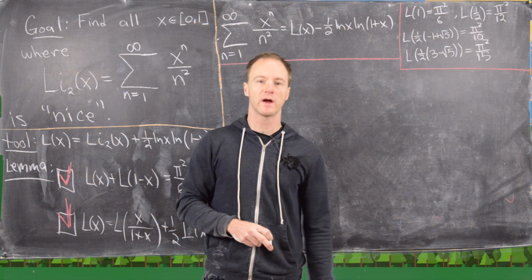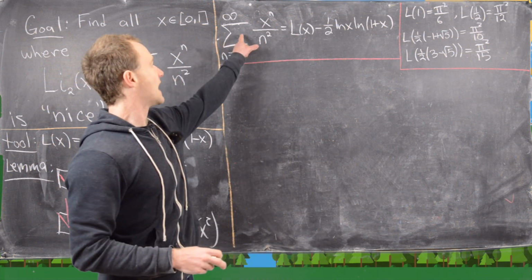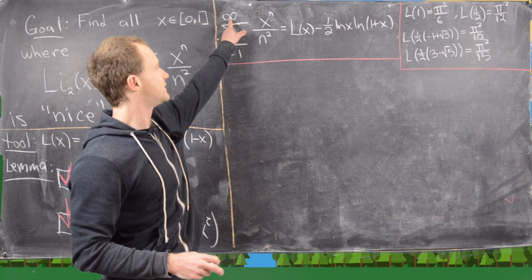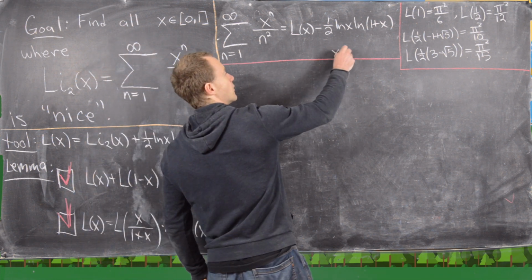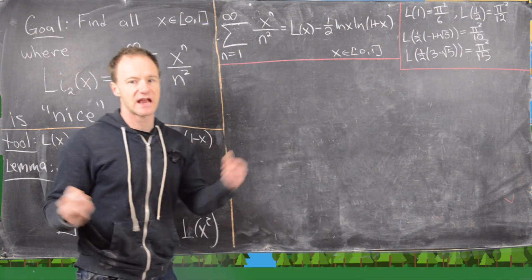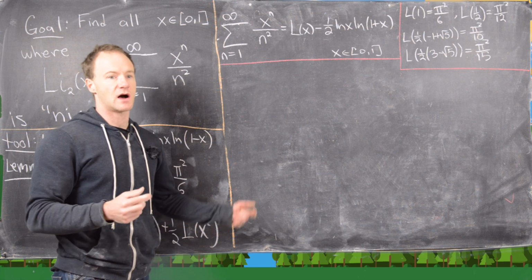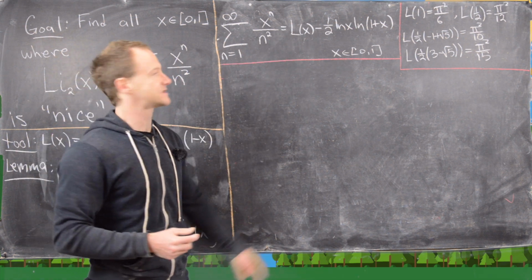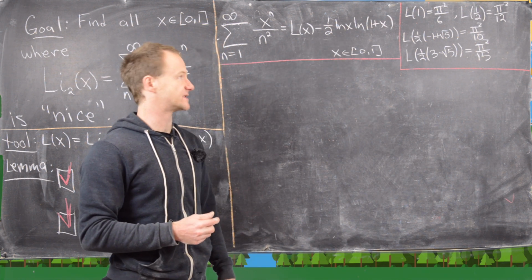Okay, so let's look at a quick summary of all of the tools that we have developed. So we've found that our dilogarithm, in other words, the sum as n goes from 1 to infinity of x to the n over n squared, and this is for x on the interval 0 to 1. You can actually extend this a bit, but we're not going to worry about that. You have to worry about complex values of the logarithm. So this equals our function L of x minus 1/2 natural log of x, natural log of 1 plus x.